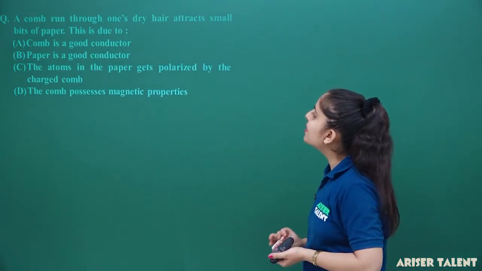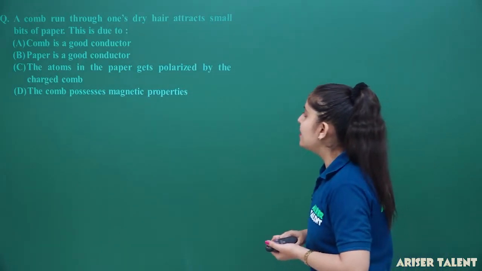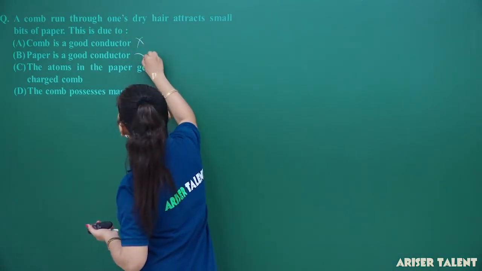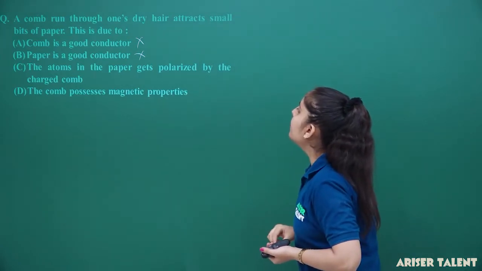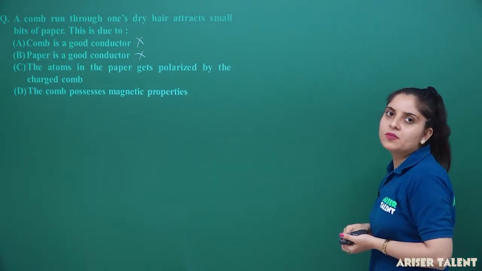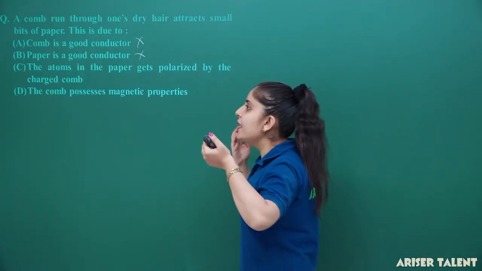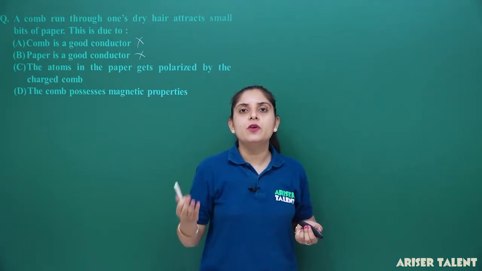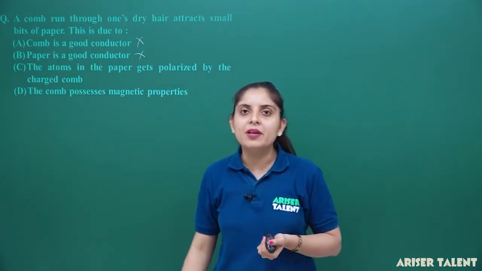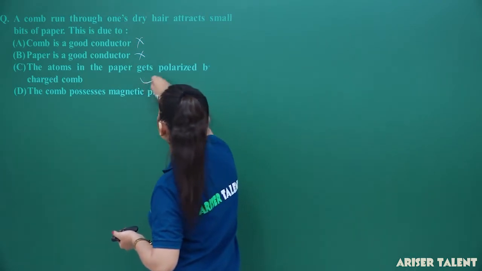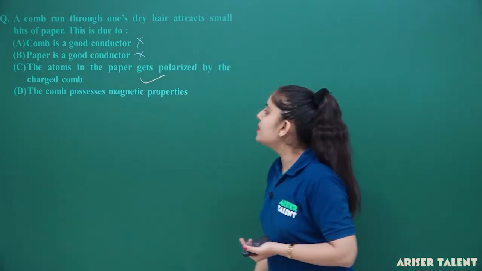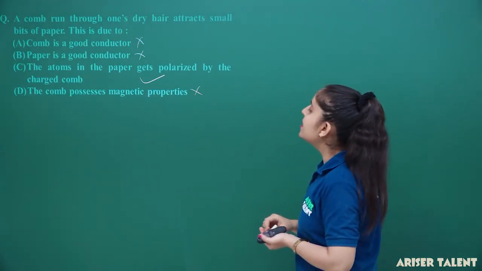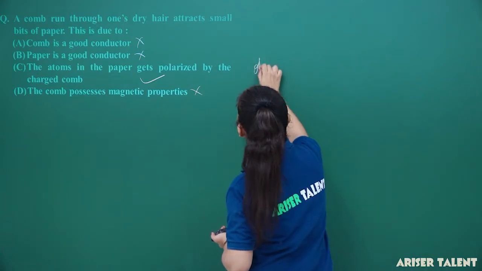So let us check the options here. Comb is a good conductor. This is not true. Paper is a good conductor. Again this statement is false. So these both are false. The atoms in the paper get polarized by the charged comb. This is the correct option, because in our hair, when the oil is applied, it has some charged particles, due to which the paper gets polarized. So this is our correct option. And the fourth option is the comb possesses magnetic property. This is entirely a wrong statement. So which option is correct? We can say that option C is correct.